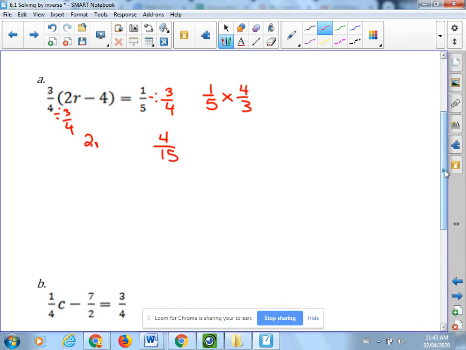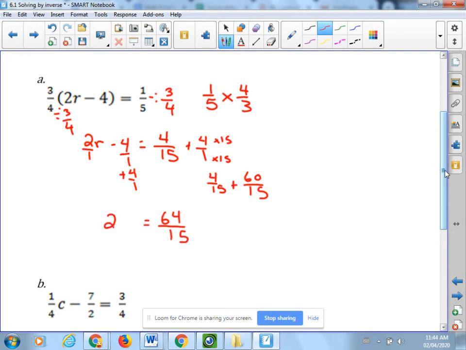Okay, and this is what I had left. And again, I'm going to convert them so that they're fractions to make things easier. So the opposite of subtracting 4 out of 1 is adding 4 out of 1. What I do to one side, I have to do to the other. When I add, I need a common denominator, which would be 15, so I'm going to multiply by 15. That gives me 4 out of 15 plus 60 out of 15, which is 64 out of 15, is equal to 2r, or 2 out of 1r.